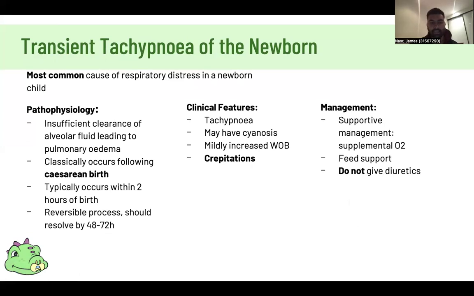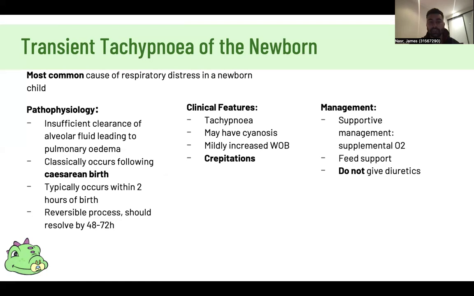Although, as I said, it does tend to be a bit more mild than RDS. The pathophys behind this is essentially insufficient clearance of alveolar fluid, which in turn leads to pulmonary edema. And this will classically occur following C-sections, so when there's that quick transition into the outside world. And this normally occurs within the first couple of hours of birth. It should resolve a lot faster than RDS, so usually resolves within the first 2 to 3 days of life.